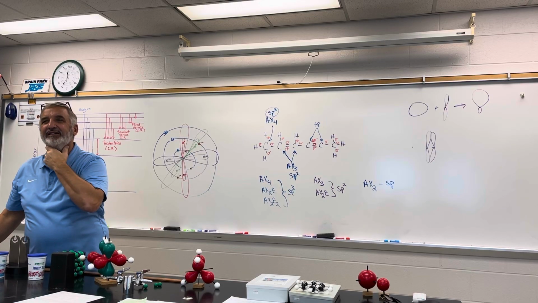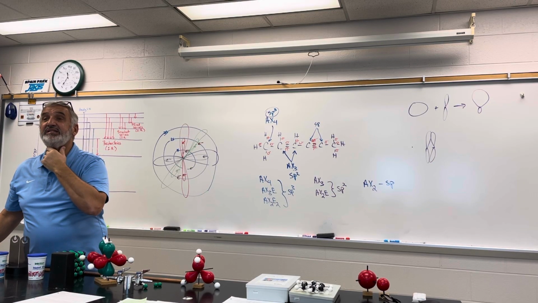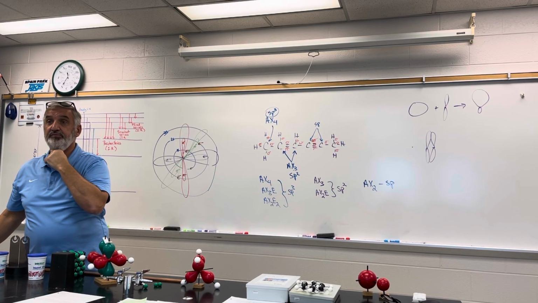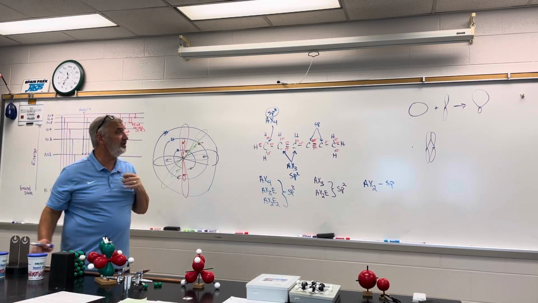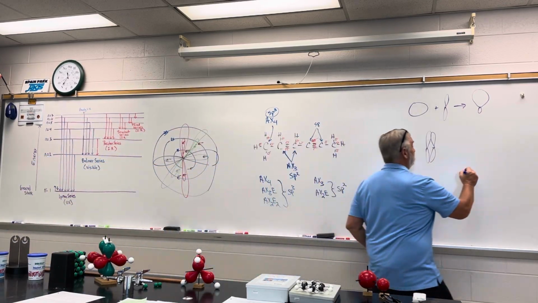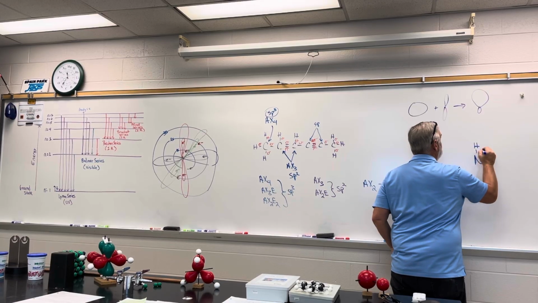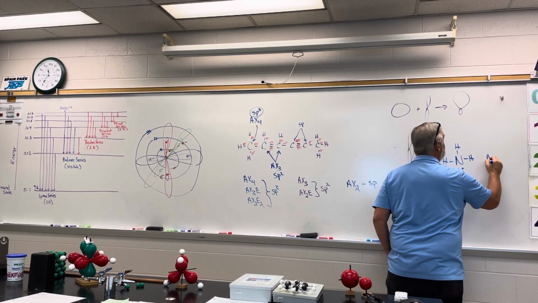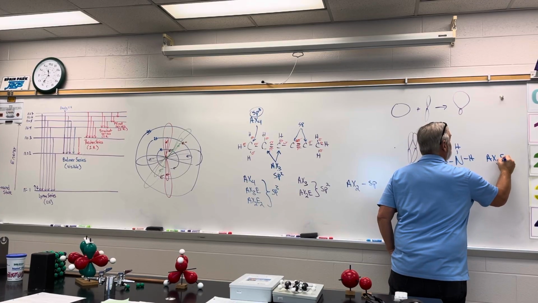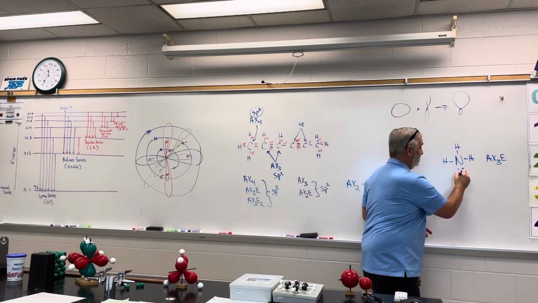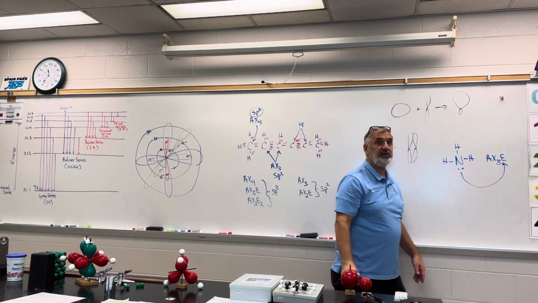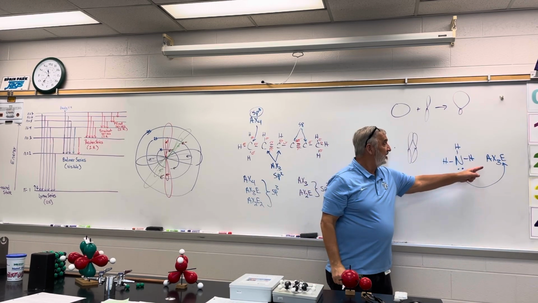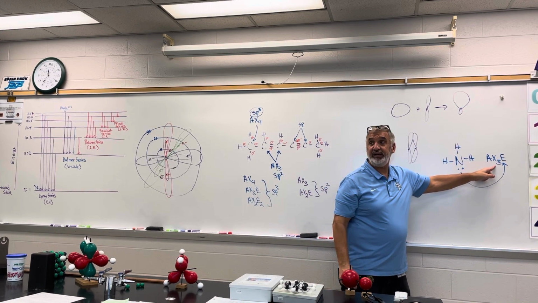Why do you say E? The E is the number of lone pair electrons. Okay, the number of lone pairs. So if I look at ammonia, ammonia looks like this. This is going to be AX3E. That is my E. Okay? Now, notice though, still on this, AX3E.